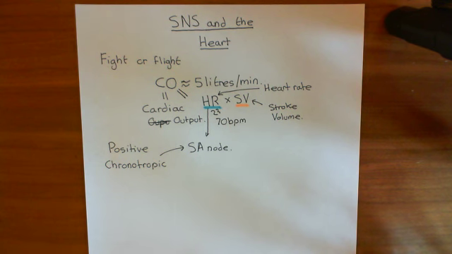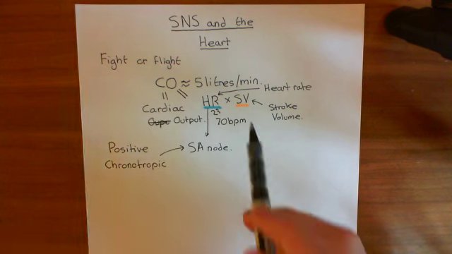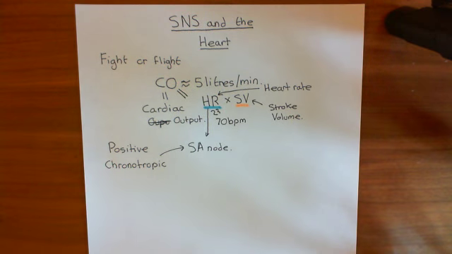The second way it's going to increase cardiac output is via increasing stroke volume. Now, how do you increase the amount of blood that you eject with each beat? Well, to do that, you're going to have to make the heart contract more powerfully. So when the heart contracts, let's take the left ventricle as an example. When the left ventricle contracts, does it squeeze every last drop of blood out of it? Absolutely not. Of course it doesn't.